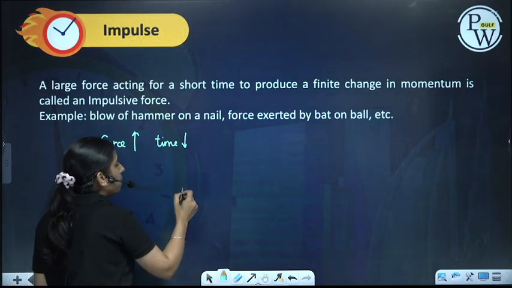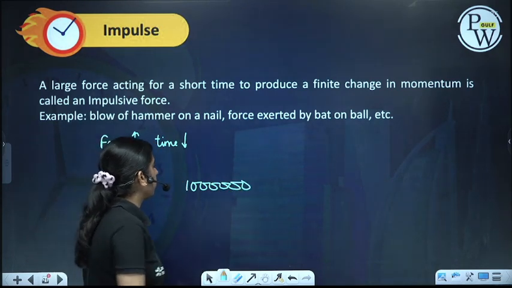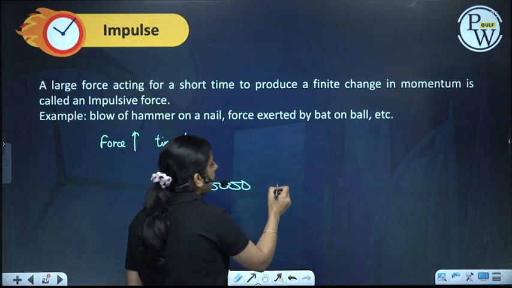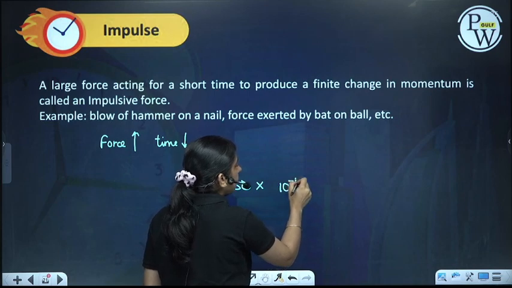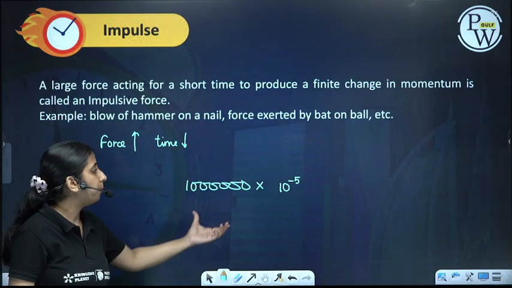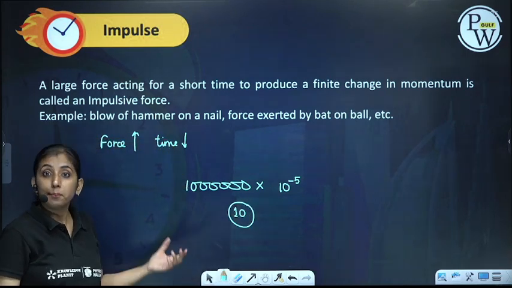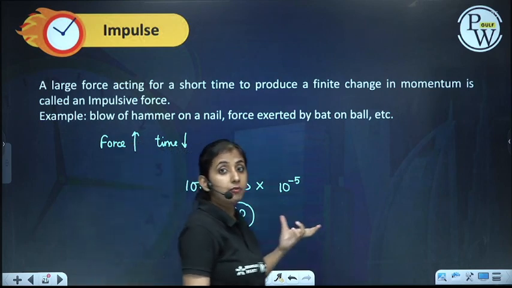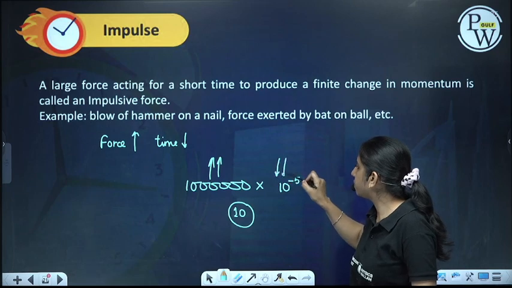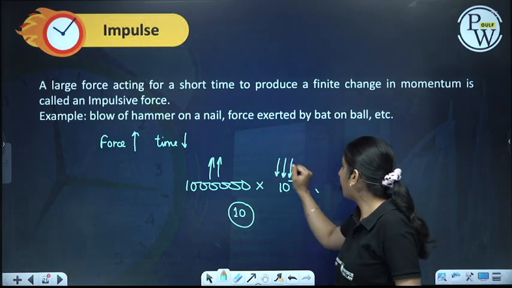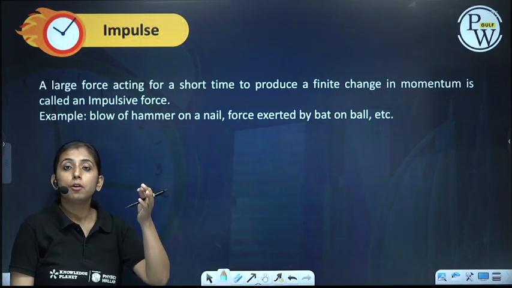Say we have a large quantity, say 10 lakhs, and a very small time interval, that is 10 raised to the power minus 5. Their product will be 10. It is a measurable, finite value. If one thing is very large and the other one is very small, their product will be finite.